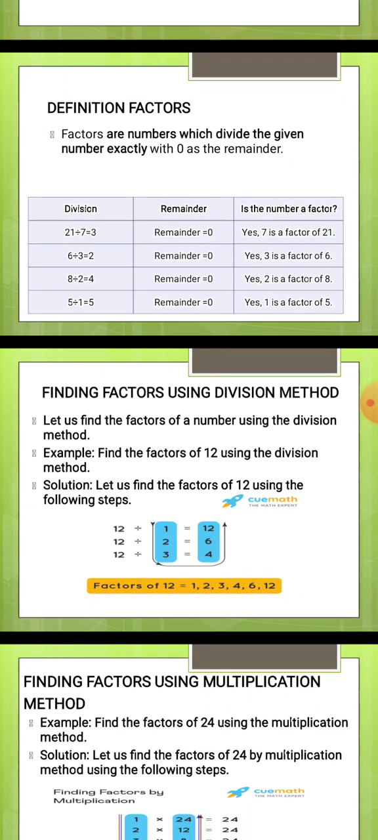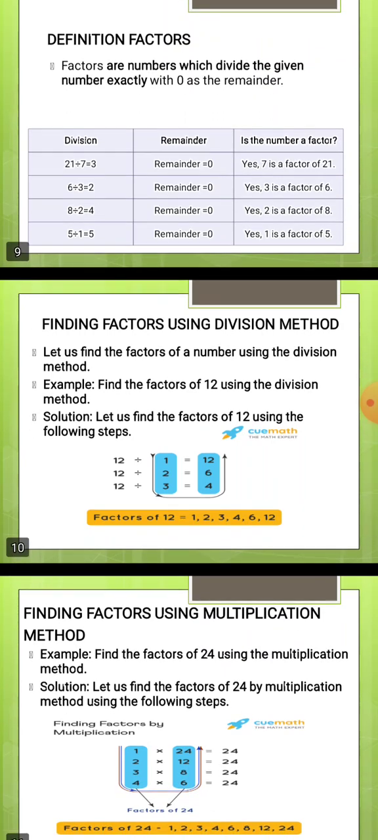Let's start the second topic, definition of factors. What are factors? Factors are numbers which divide the given number exactly with 0 as the remainder. So here, 21 divided by 7 is equal to 3, and when you divide 21 by 7 you will get remainder as 0. That means 7 is a factor of 21.